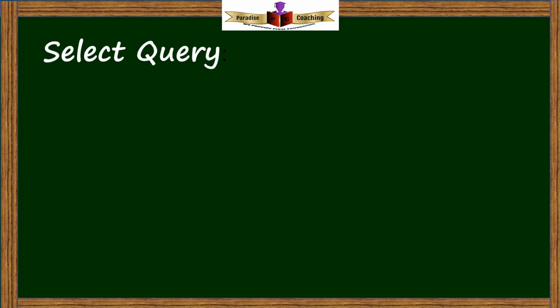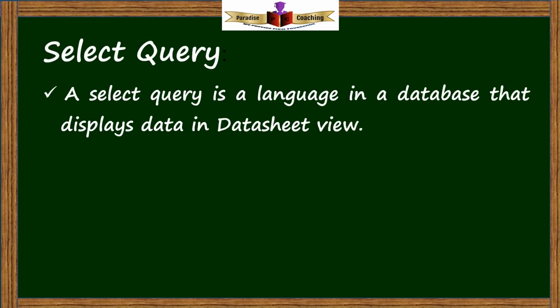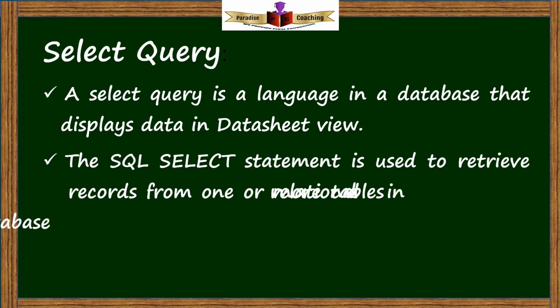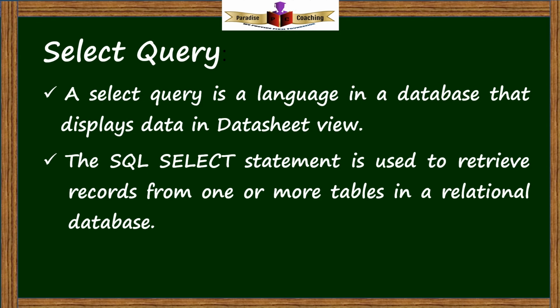Select query is used to retrieve selected data from the database table. It returns a set of records that satisfy a given condition. It can also sort the result set on a given field or fields in ascending or descending order.